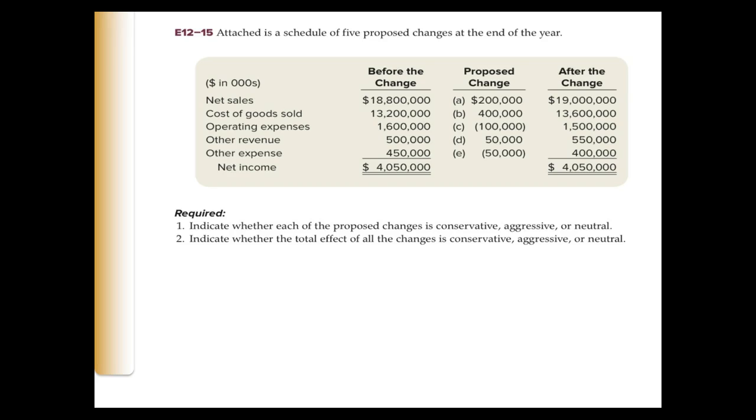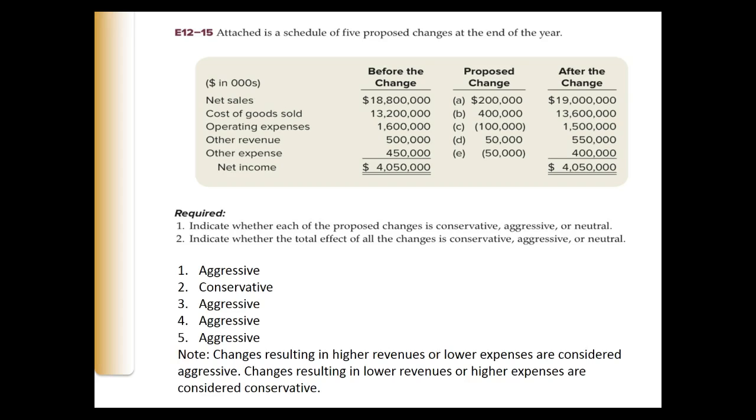So what is happening in this example? Are the changes promoting a conservative approach or an aggressive approach? Well, in this case, the changes are aggressive. In the cost of goods sold, they are showing an increase of cost of goods sold, which increases the expense by $400,000. That would be conservative. Operating expenses are going down. The proposed change would decrease operating expenses, which means an aggressive approach.